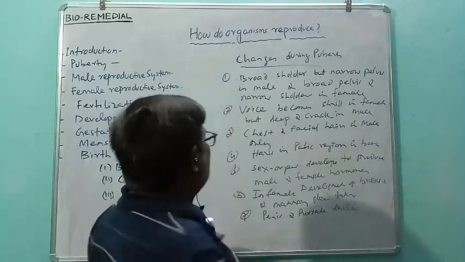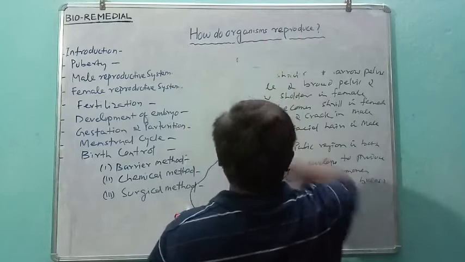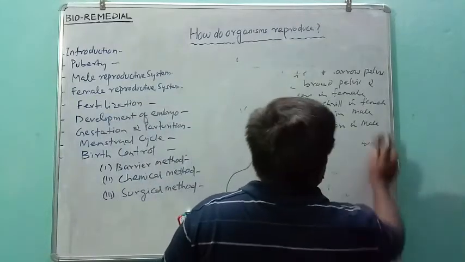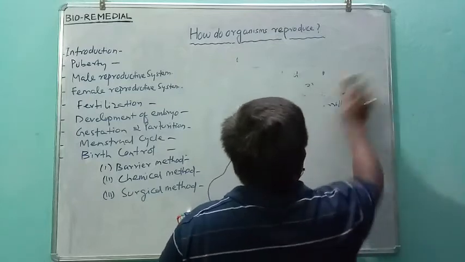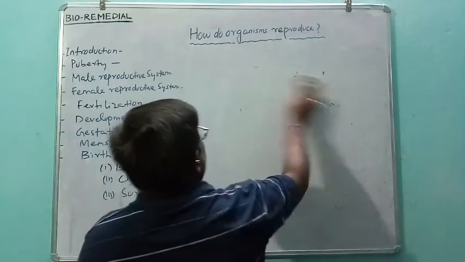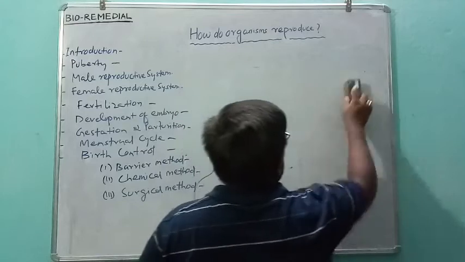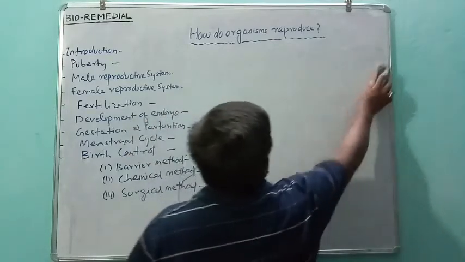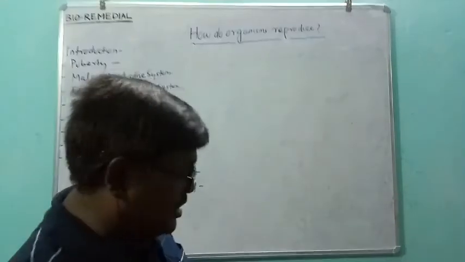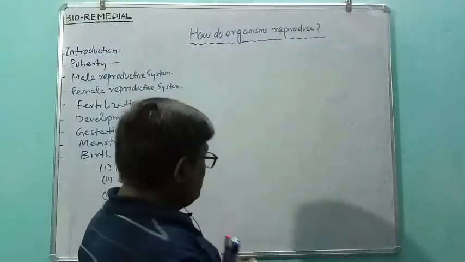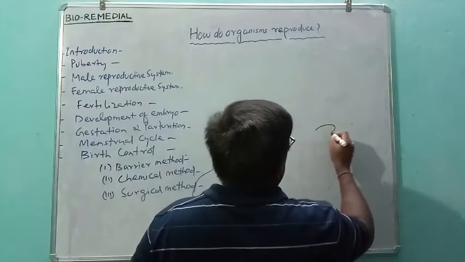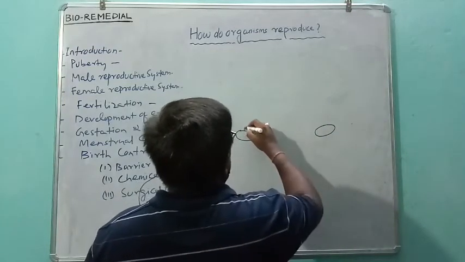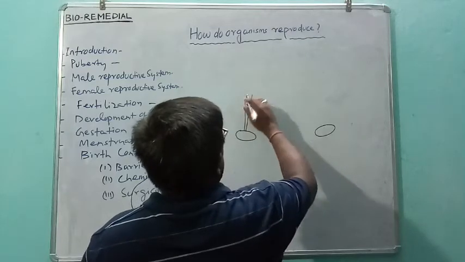Let us look at the male reproductive system. Student, the male reproductive system includes a few organs, and those organs are a pair of testes. Then the sperm duct. The testis produces sperms, so the sperms are carried by a duct called the sperm duct. Let us draw a testis, a pair of testes. Then it is carried by a duct.